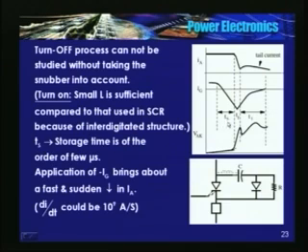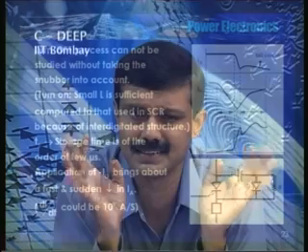Okay. So this is known as the storage time. During storage time, anode current remains approximately constant, and this period Ts can last for a few microseconds. Now what happens after Ts?